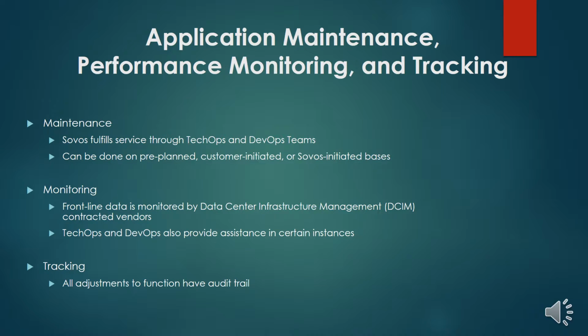Looking at how the Taxport ACA platform is maintained, performance is monitored, and tracking will be the focus next. Maintenance happens via two teams, the Tech Ops team and the DevOps team. The Tech Ops team is predominantly focused on making sure all hardware is functional, whereas the DevOps team coordinates all changes with development that are happening and then relaying that information to the customer.